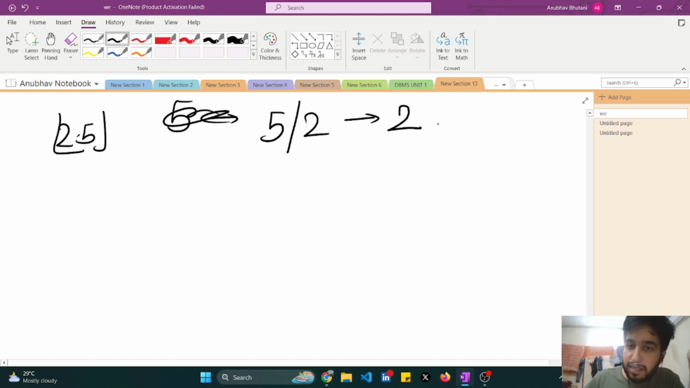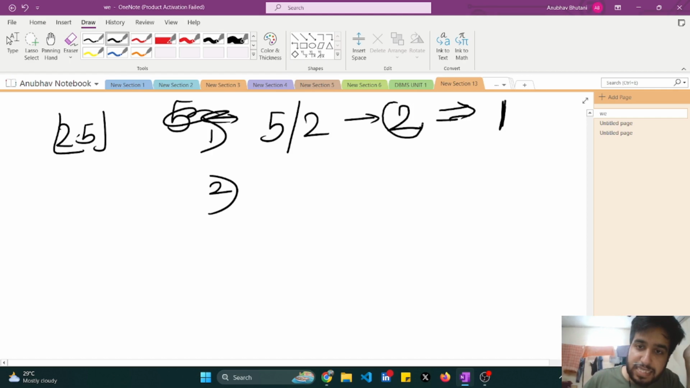And what is the remainder? The remainder in this case would be 1. This was the first step. Second step, I'll take the quotient and put it onto the next step.